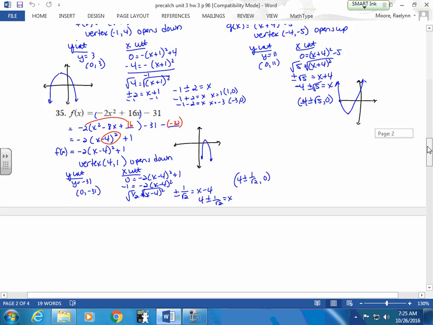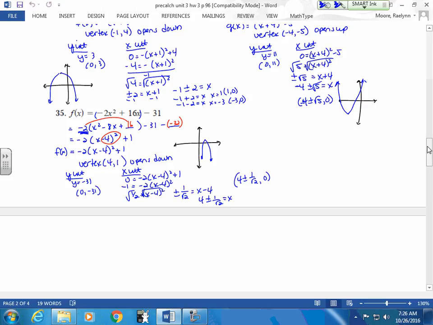Did we look at this last one, 35? Be careful of this negative 2. You're going to factor it out of only your x's. Do you see what a disaster it would be if you factored it out of negative 31? Then you got a fraction. Then you got to pull it back in. So at this point, just deal with your x's. Factor this out. Once you find half of negative 8, there's your negative 4, square it. Don't forget to distribute it back out.